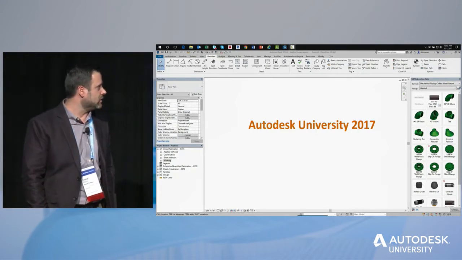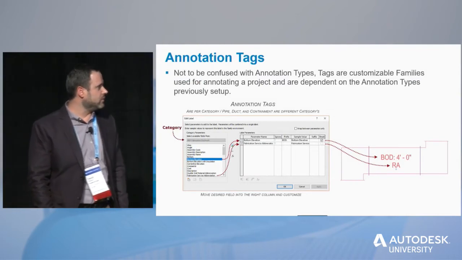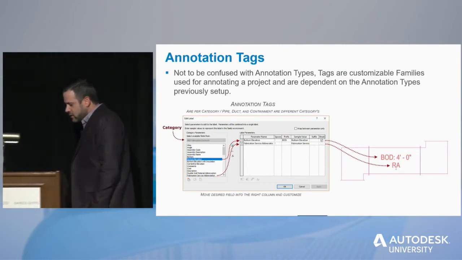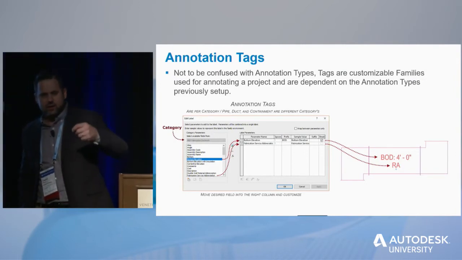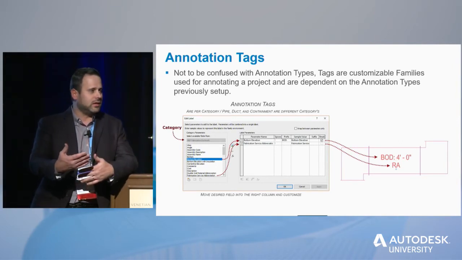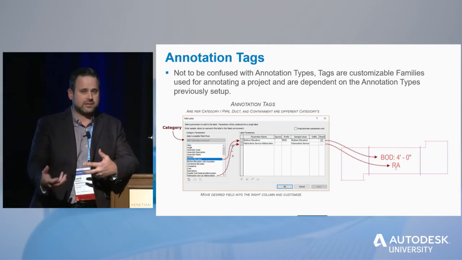Go ahead next. All right, annotation tags. So annotation tags are real different in Revit than they are in CAD. In CAD, the annotation is actually tied to the part. If you were to pick on a tag in CAD, it actually selects the part too.